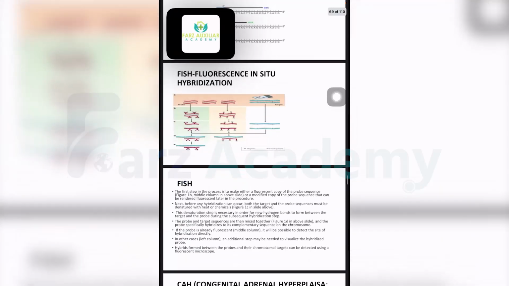There is something called FISH, which is fluorescence in situ hybridization. What this does is it is going to detect any chromosomal abnormality, or identify a particular or specific sequence of DNA, or that sequence if it is abnormal, for example mutations. It is only with the help of a fluorescent probe.